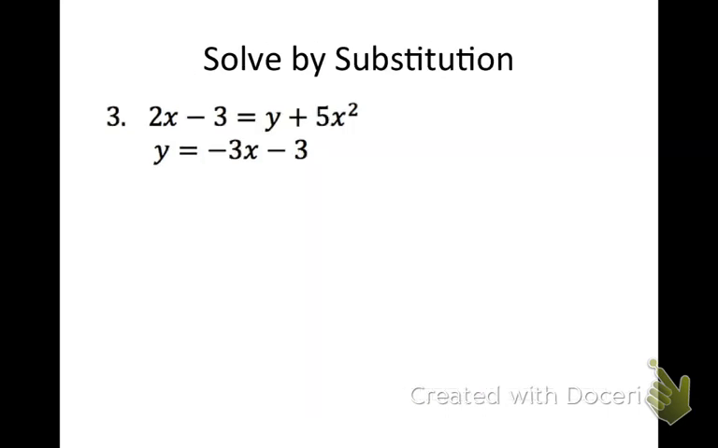Next, we're going to solve by substitution. So if you recall in substitution, we need to solve for a letter in one of our 2 equations and then plug what's equal to that letter into the other equation. So on this bottom equation, as you can see, I have y solved for. y equals -3x - 3. So I'm just going to take -3x - 3 and plug it into where y is in my top equation.